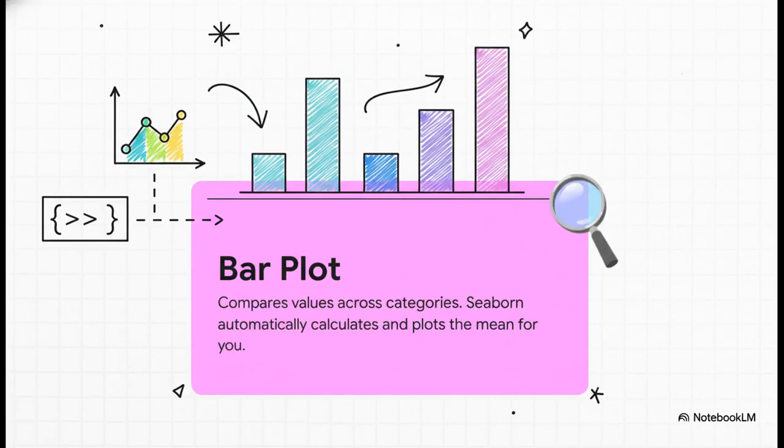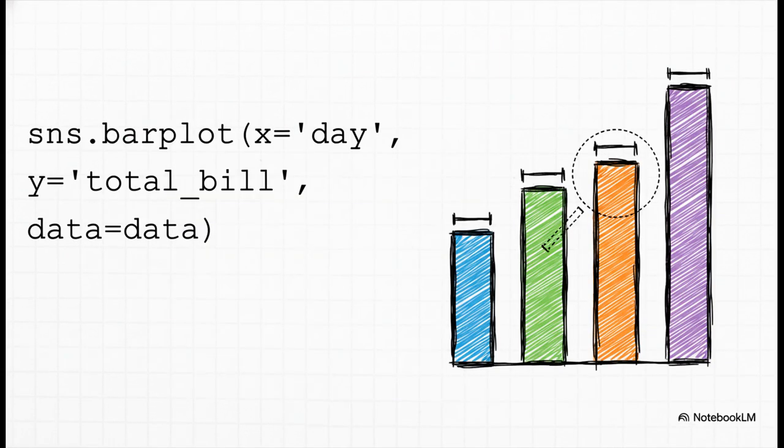Okay, next up in our toolbox is the barplot. This is what you'll use when you want to compare values across a few different categories. But here's the key thing, the magic trick. Seaborn doesn't just plot every single data point. It automatically calculates the mean, the average value for each category for you. So with just this one line of code, we can instantly see the average total bill for each day of the week. And you see those little black lines on top of the bars? Those are confidence intervals.